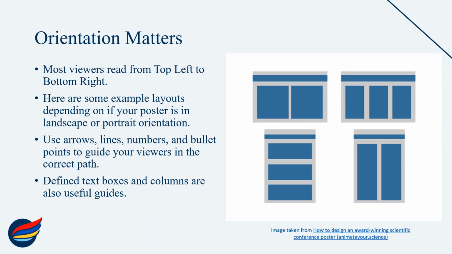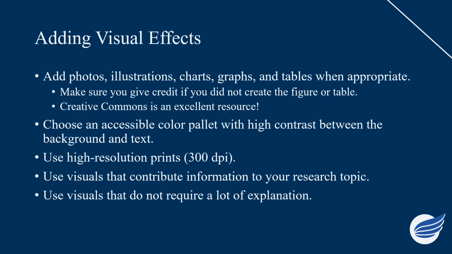Most viewers of your poster likely read from the top left to the bottom right, so it is a good idea to organize your content to follow this sort of outline visually. You can also use arrows, lines, numbers, or bullet points to guide the reader's eye. There are also some layout examples on this slide depending on if your poster will be in landscape or portrait mode. Think about using text boxes and columns to organize your information as well.